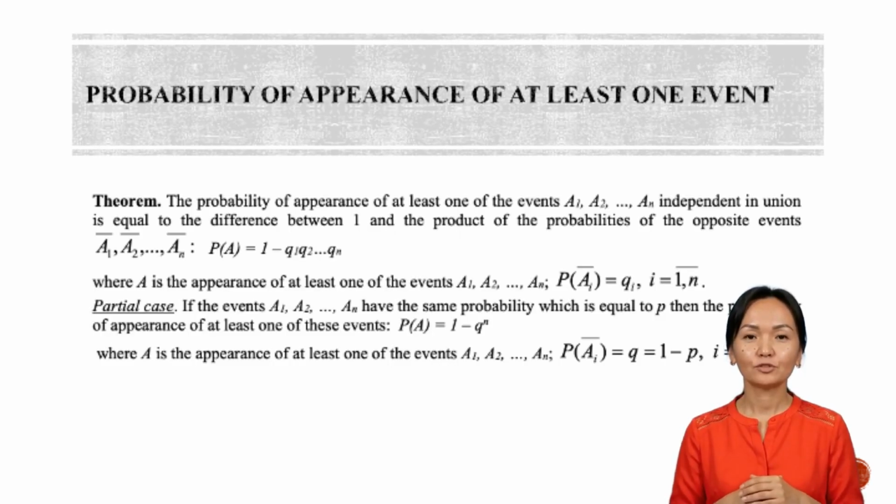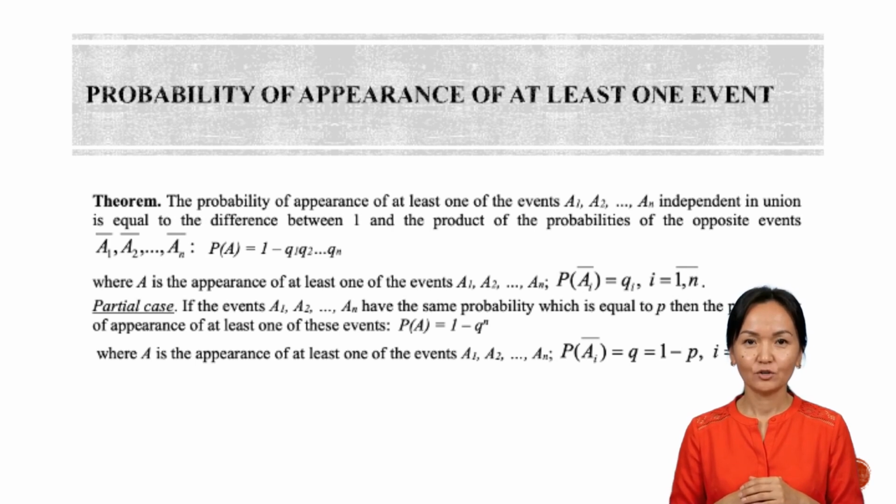Now we come to one of the most important and practical applications of independent events, finding the probability that at least one event occurs among a set of independent events. There is a theorem that states that the probability of the appearance of at least one of the events A1, A2 through A subscript n, which are independent in union, is equal to 1 minus the product of the probabilities of the opposite events.